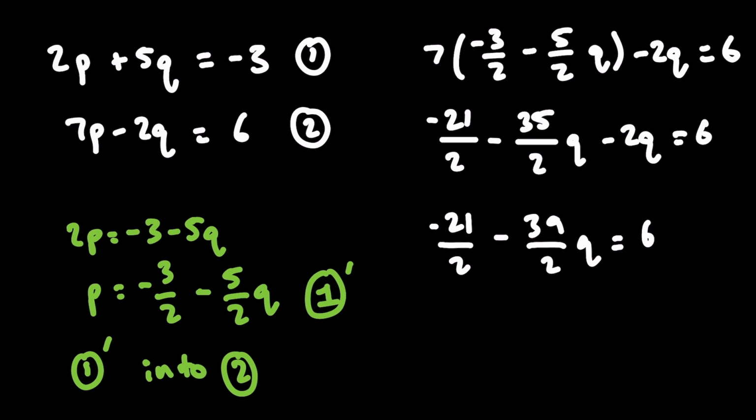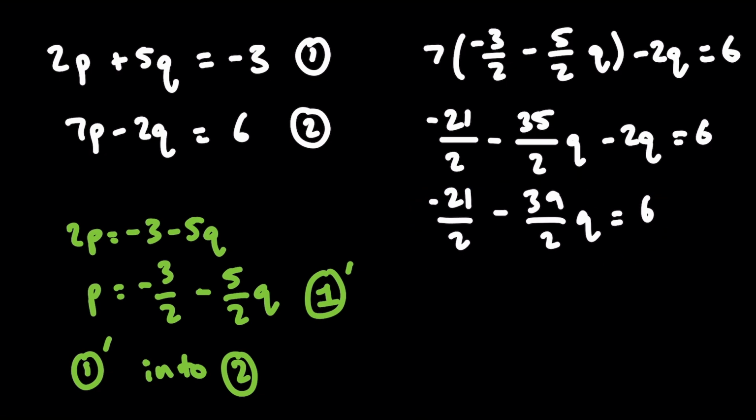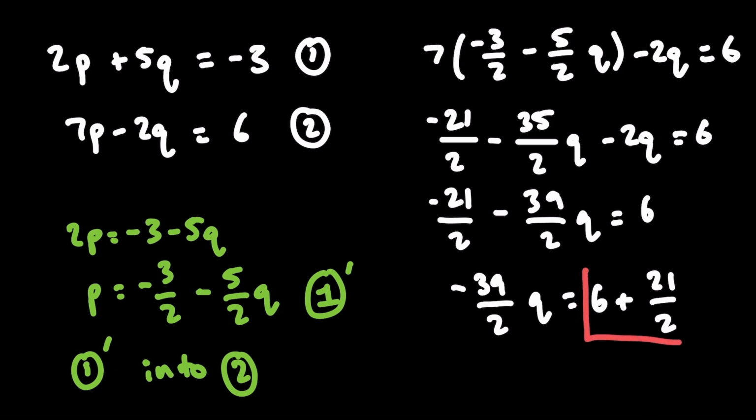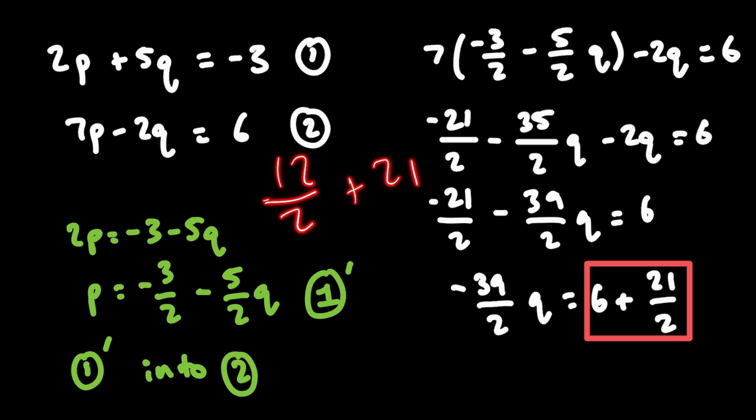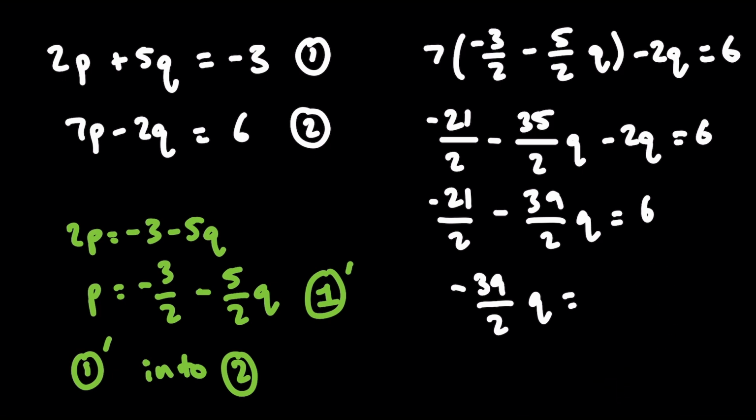Then I'm going to move this to the other side. And the way I'm going to do it is by adding 21 on 2 to both sides. So I have minus 39 on 2q equals 6 plus 21 over 2. And if we wanted to simplify this expression over here, this is the same thing as 12 over 2 plus 21 over 2. And that's the same thing as 33 over 2. And there we have it. Then if we want to simplify, we just divide both sides by 39 over 2.